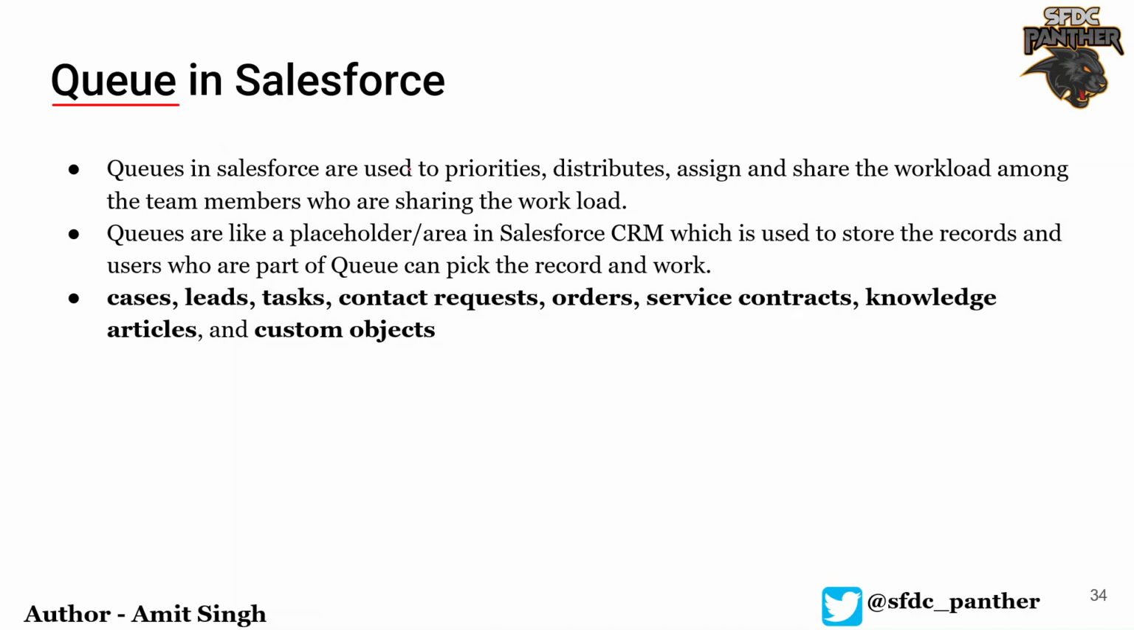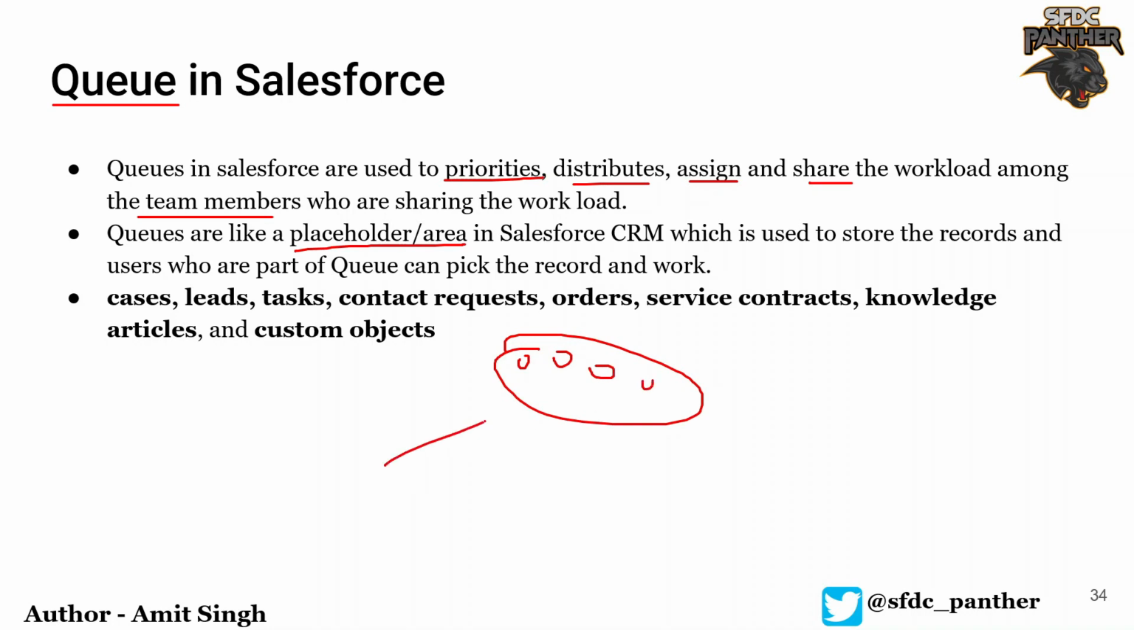Queues in Salesforce are used to prioritize, distribute, assign, and share the workload among the team members who are working on a particular object in order to achieve a functionality in Salesforce. We can also consider a queue as a placeholder, or as a pool of records where multiple records reside under that queue, and multiple users can access that queue. Based on the records they want to work on, they can just go ahead and start working on those records. They can assign the record to their name, and then start working.